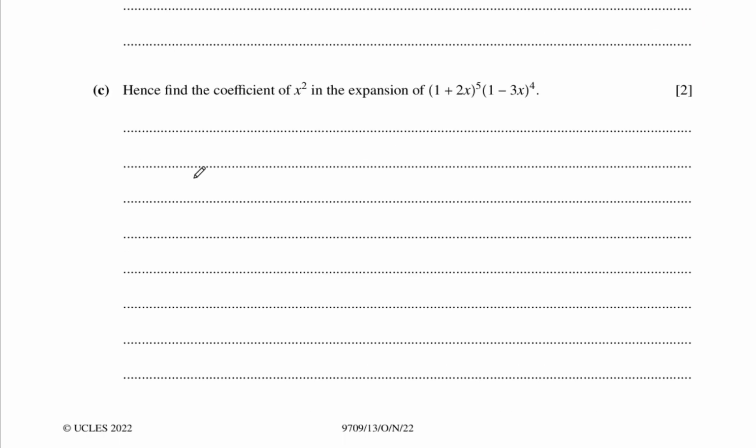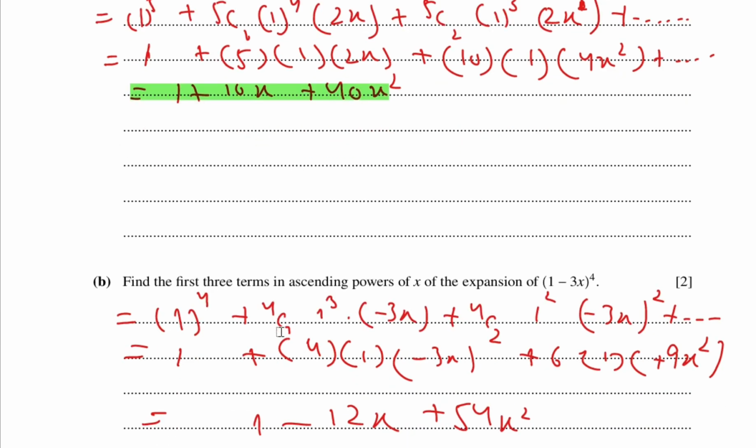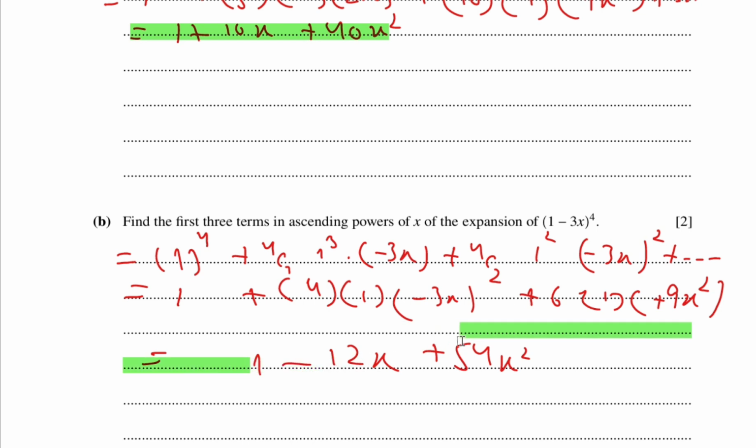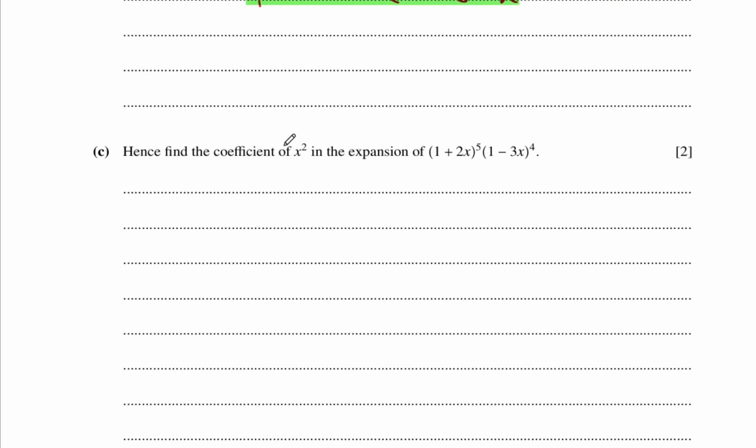Hence find the coefficient of x squared in the expansion of (1 plus 2x) to the power 5 times (1 minus 3x) to the power 4. We have already expanded these terms, but the main thing to notice is that we have to multiply them all. So 1 plus 10x plus 40x squared, and the second term is 1 minus 12x plus 54x squared. These two will be multiplied together, and we have to find the coefficient of x squared.